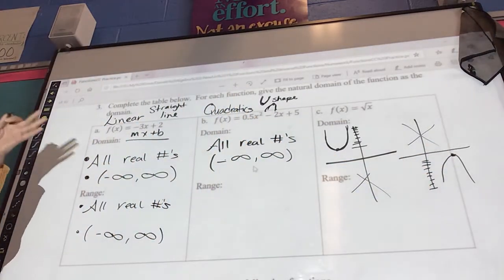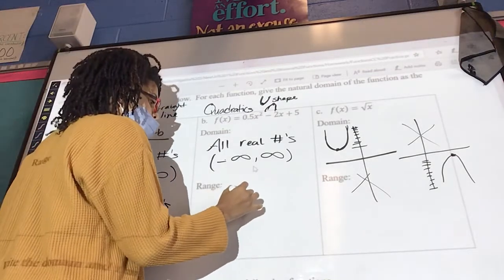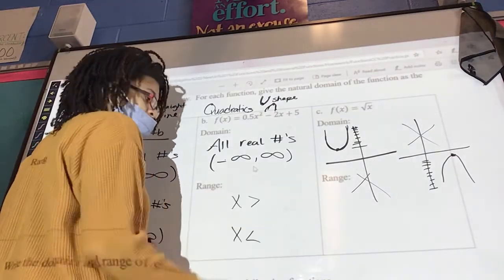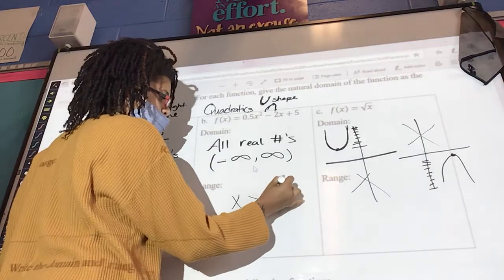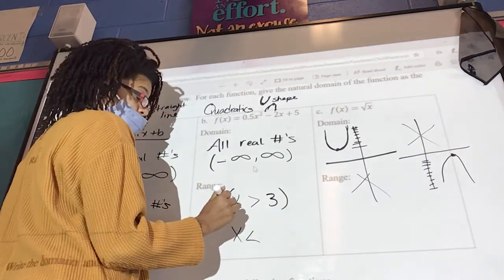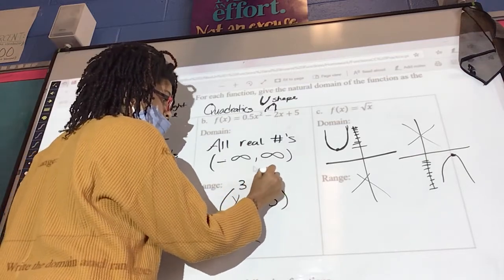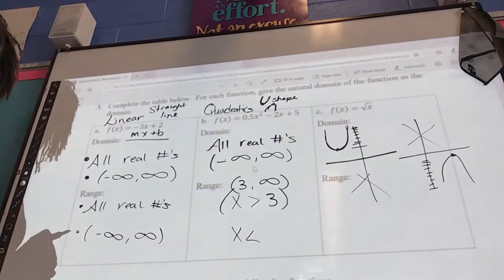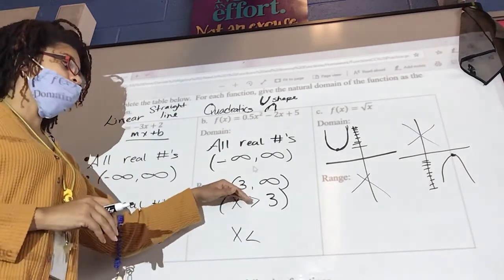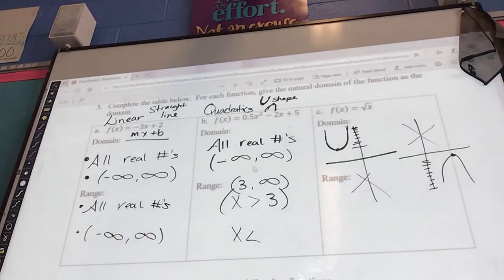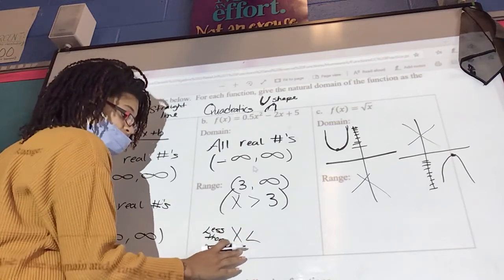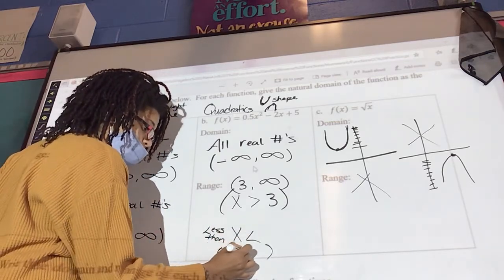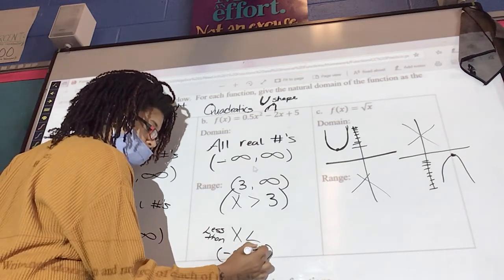So for a quadratic, there's always gonna be an x is greater than or an x is less than, depending on what this point is. I think for this graph, it was 3, right? Written in function notation, it means it's gonna start at 3 and it's gonna go all the way positive. So x is greater than 3, or x goes from 3 to positive infinity. If it was less than, because those are the only two options for your range, it would go from negative infinity to some number. Okay, so this is just for your notes.